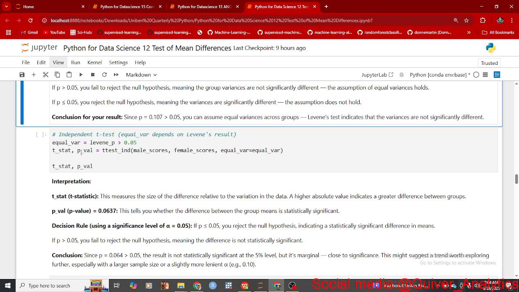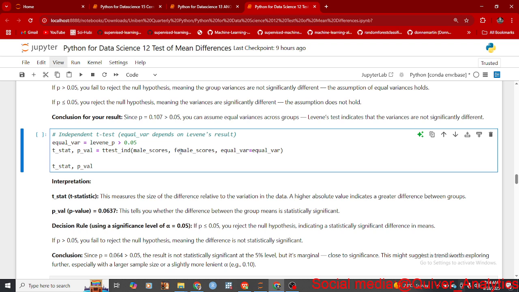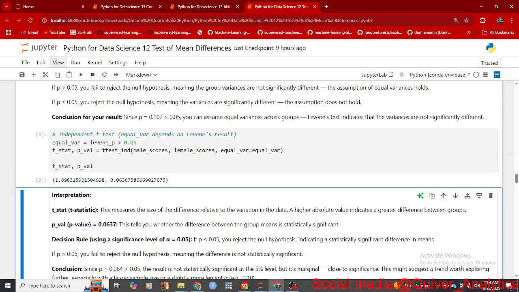So it's like we've stated here, equal variance, p greater than 0.05. If it is not, we say p less than 0.05. Then we have the t-statistic and p-value, and we'll put the male score and female score. These are the categories. Then the equal variance option. So we run this, and we have the t-statistic and the p-value.